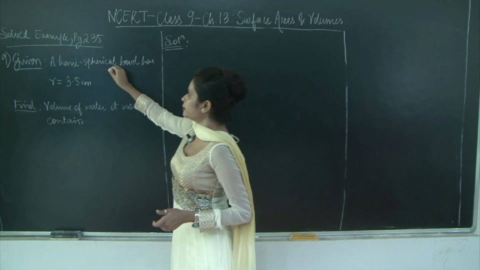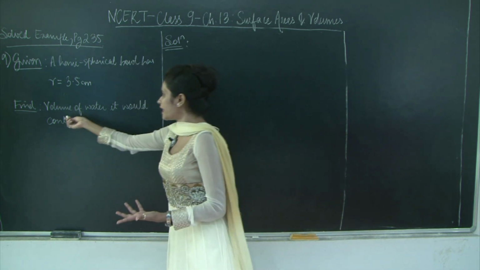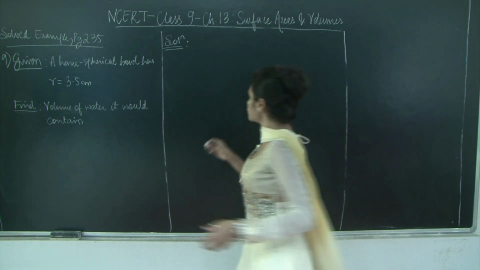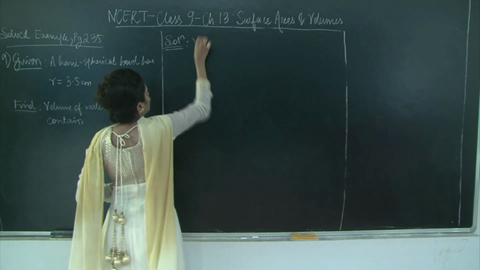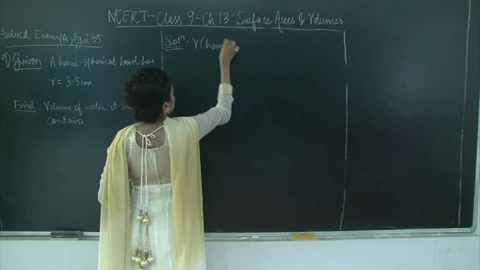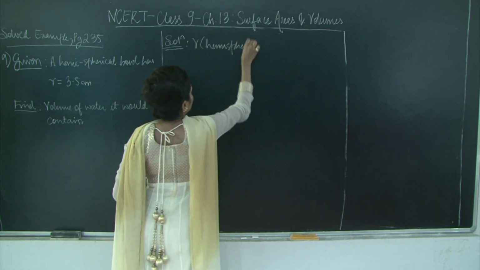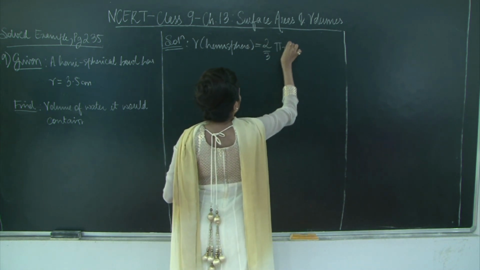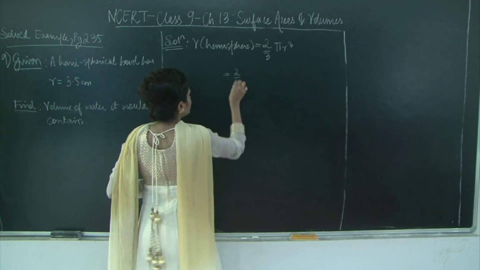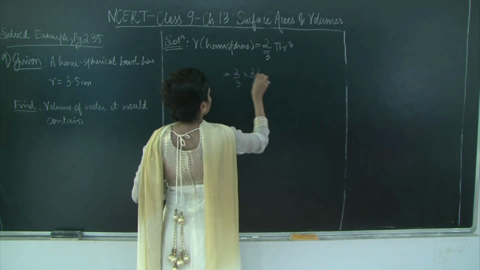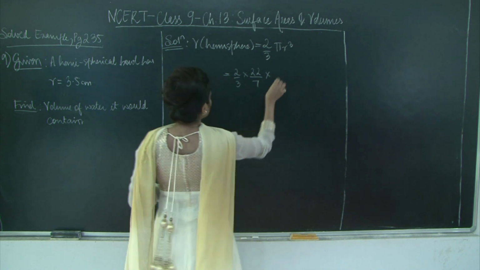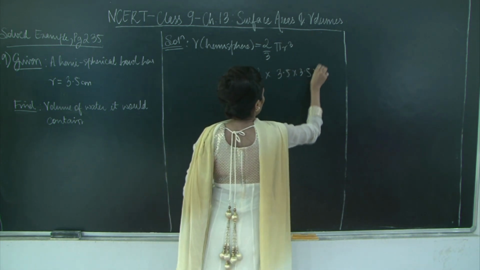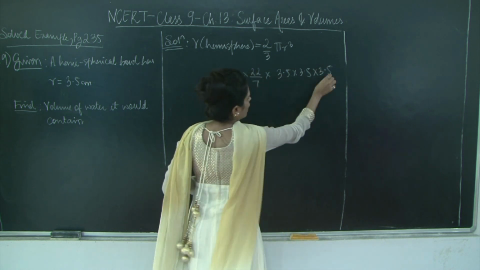So the volume of the hemispherical bowl is going to be the same as volume of water it would contain, right? Because that would be the capacity of the bowl. So let's find the solution. I'll say volume of hemisphere is equal to 2 upon 3 pi r cube, which is equal to 2 upon 3 into 22 upon 7 into r cube, which is 3.5 into 3.5 into 3.5. So this is for r cube.